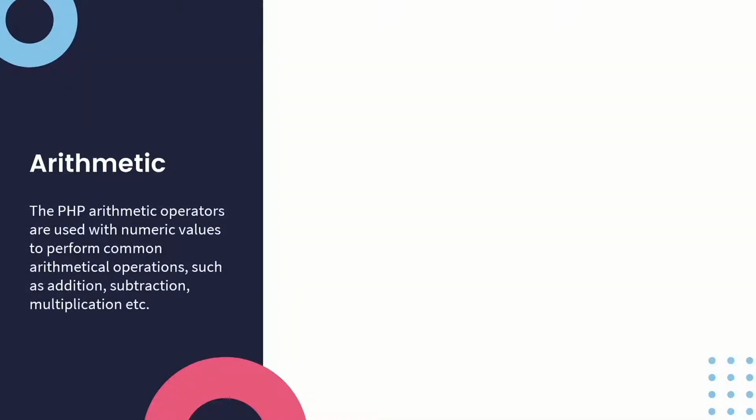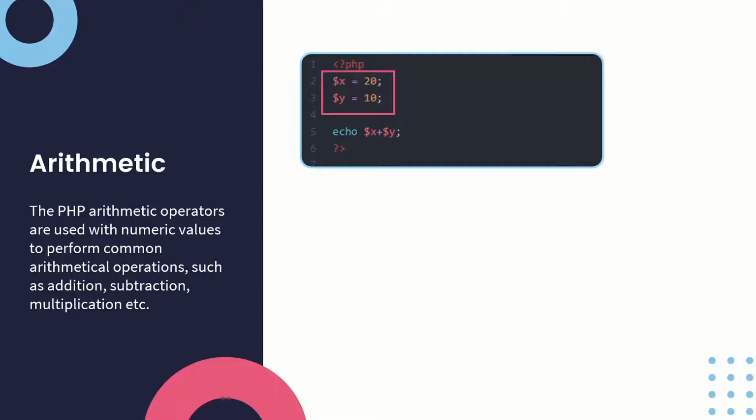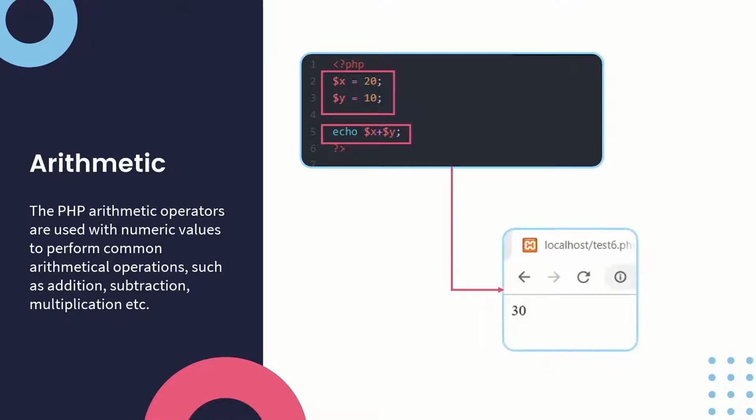Let's start off by looking at arithmetic operators. The PHP arithmetic operator is used with numeric values to perform common arithmetical operations such as addition, subtraction, multiplication, division, and so on. And here we have a very basic and simple example of creating two variables x and y with the value 20 and 10 respectively. We then echo out this variable, and this is what our output looks like. So here we've performed addition by adding x to y, thus we get the result of 30.